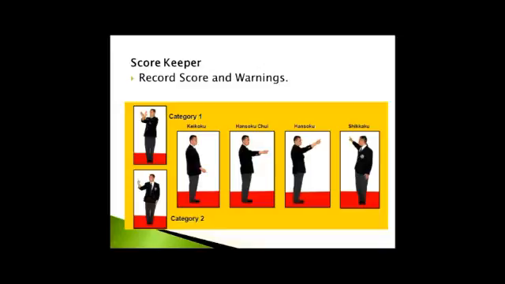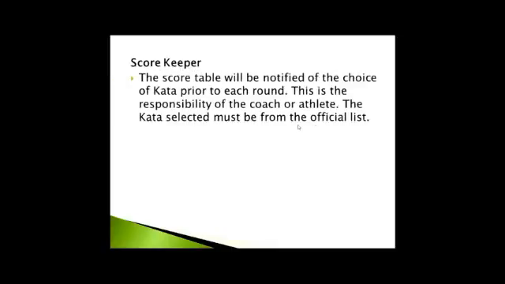As you can see, these go up in level, so the referee can jump up to a higher level if he wants to, but hopefully the referee at the Kobayashi Championships will help the table officials to make sure they get this element right. So really what we need to focus on is category 1, which is 2 hands, and category 2, which is 1 hand. In kata, the scorekeeper will be notified of the choice of kata prior to each round. This is the responsibility of the coach or athlete. The kata selected must be from the official list. So for the elite divisions, the athlete will need to tell the score table what kata they're going to do, and that will be from an official list.